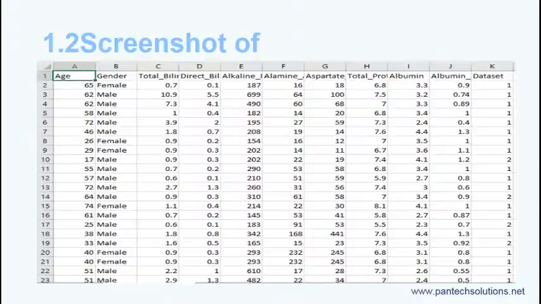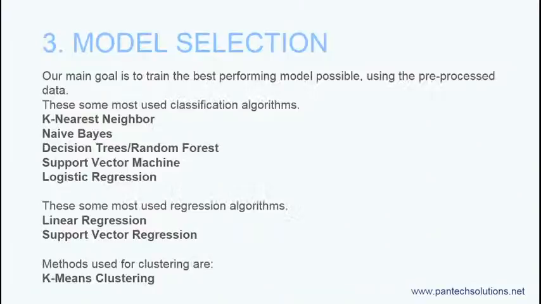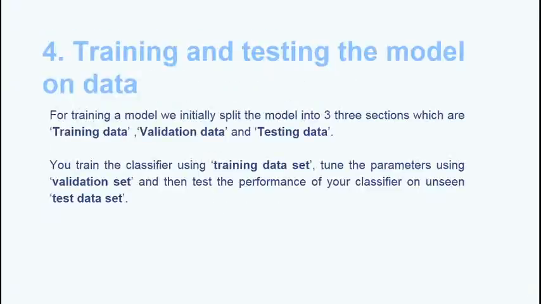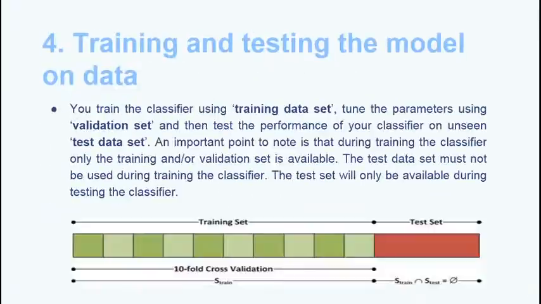In supervised learning we have two types: classification and regression. Here it's a classification type of data, because we need to predict yes or no, whether it's 1 or 2. If we want to predict a continuous value, we need to use a regression type of algorithm. So these are the model selection steps, and then we need to train and test.